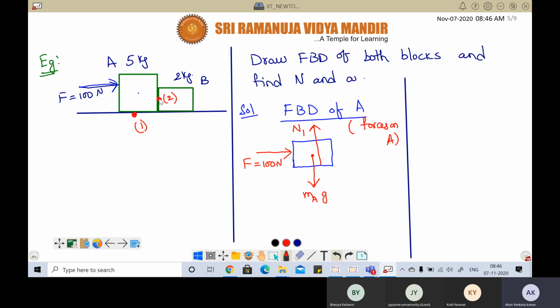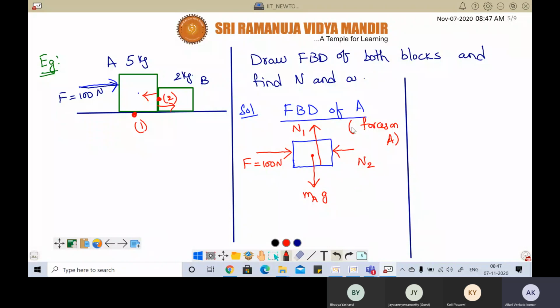Next, here contact is there between block A and B. A will push block B to the right side and B will push block A to the left side. So that means a left side force. This is called N2. You understood this one? Yes, sir.